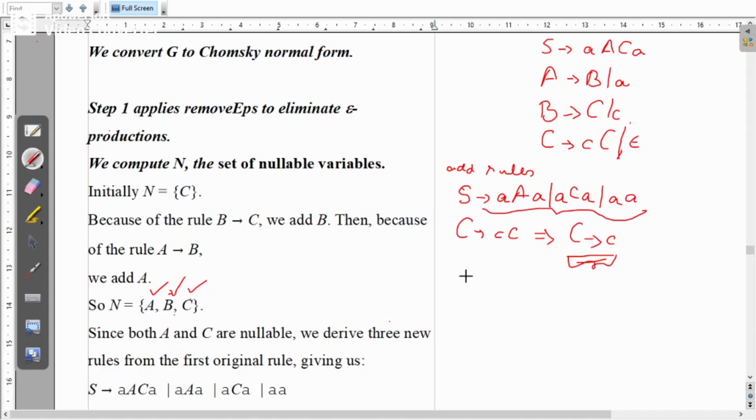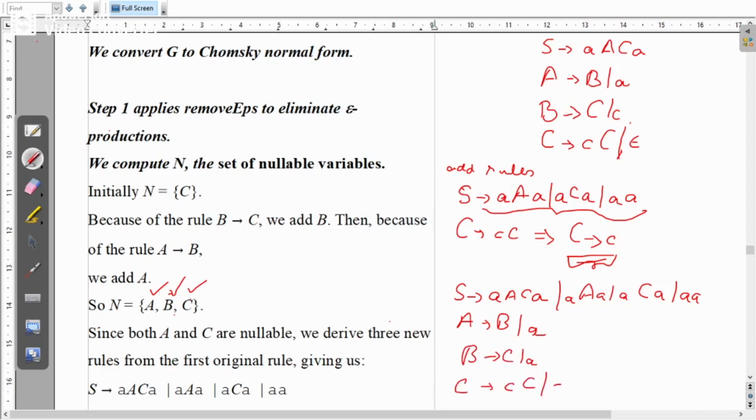So this is going to give us S gives ACA, or CA, or AA, or A. Next A gives B or A, then B gives C or A, and C gives CC or just a single C. So this is what we are going to get after removing epsilon, or after applying the remove epsilon algorithm.